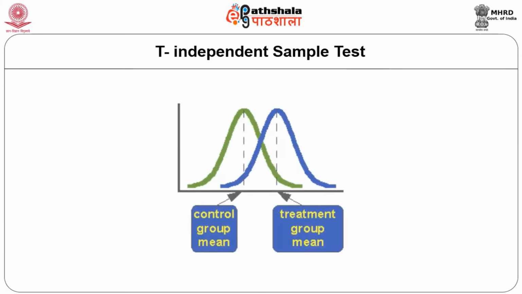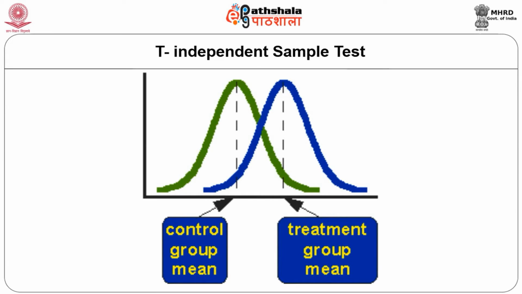Then we have a test called two sample t-test, or independent sample t-test, where you have the control group, you have the treatment group with you. So, you conduct an experiment, you calculate the mean and SD of the control group, you calculate the mean and SD of the treatment group.